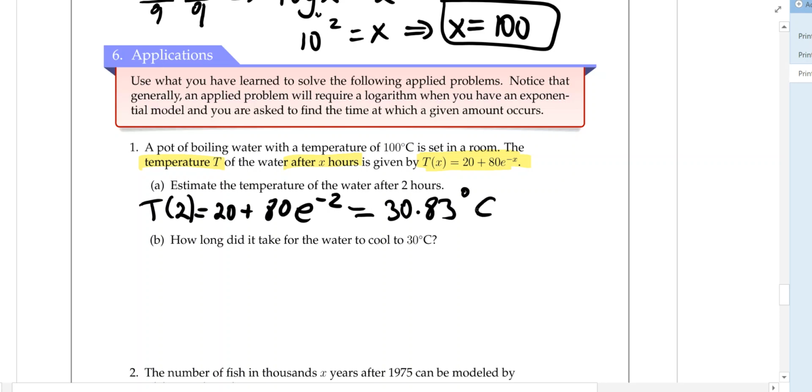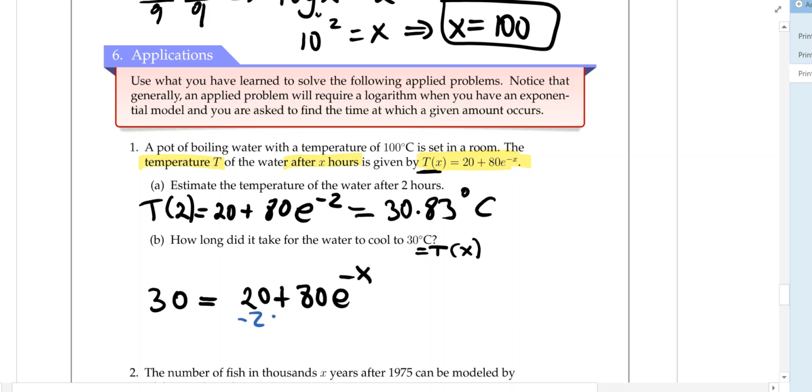So now, what about this other question? It says, how long did it take for the water to cool to 30 degrees? So we are given the temperature now, that it's 30 degrees, and we're asked to find x. And notice that x is an exponent, so we're going to need logs to solve for x. So the temperature is 30, so T of x equals 30. So I'm going to set it equal to 30. So 30 equals 20 plus 80 e to the negative x. And now I've got to solve for x.